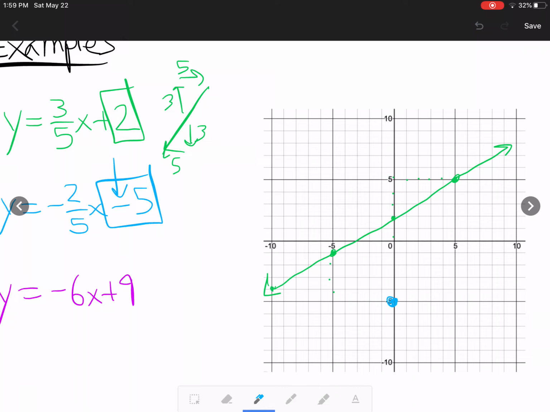They start on the x-axis. We don't want to do that. Now our slope is -2/5. So if it's negative, the line's going to look like this.